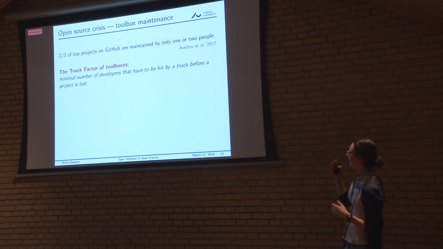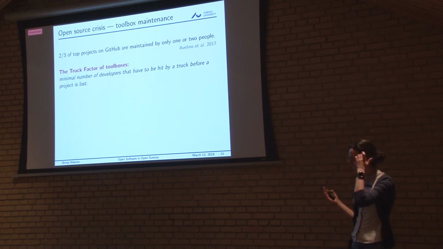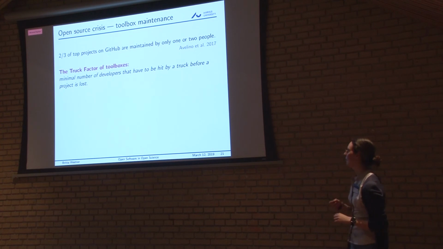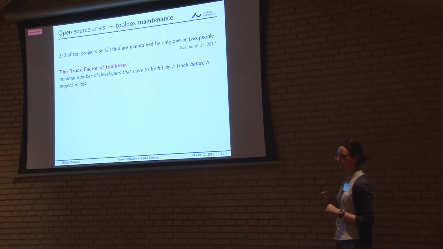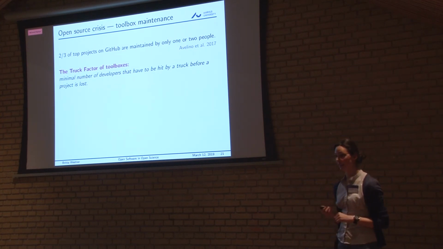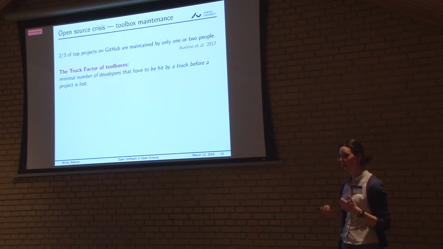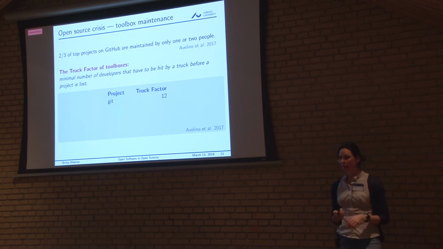That in software is called the truck factor. It asks what minimum number of developers have to be hit by a truck before a project is lost. And Avellino et al. looked at that for some of the most important or biggest projects on GitHub. And they kind of get frightening results.